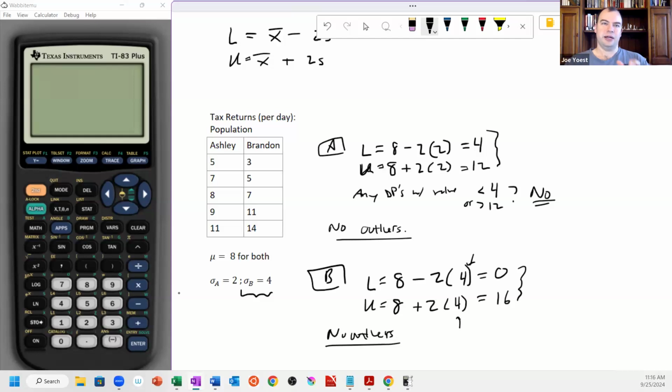Ashley had a tighter range for the reasonable values because her standard deviation was lower. In general, her data set is less variable. So it would take less of a deviation for a data point to be considered an outlier, because much of her data is clustered very closely together, where Brandon's is a little more spread out in general, which is reflected in his bigger standard deviation.